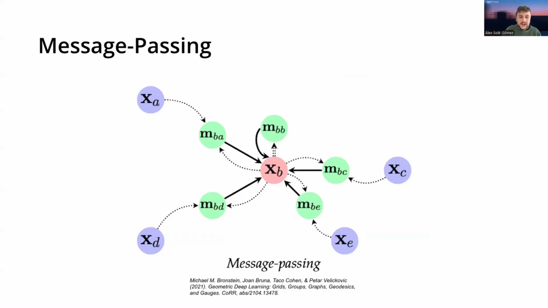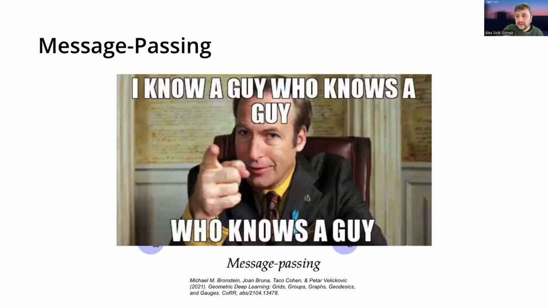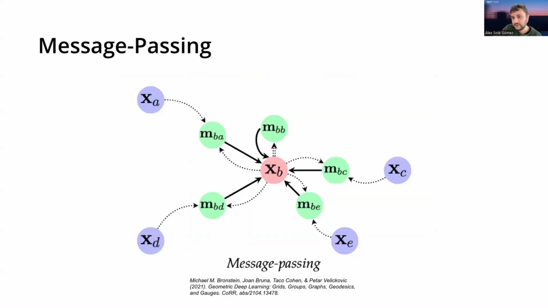Let me introduce a bit of a joke here. Every time I explain message passing, I remember a line from Breaking Bad, where Saul Goodman says, okay, I know a guy who knows a guy who knows a guy, and so on. So this is a funny way to explain what a graph neural network is doing internally.